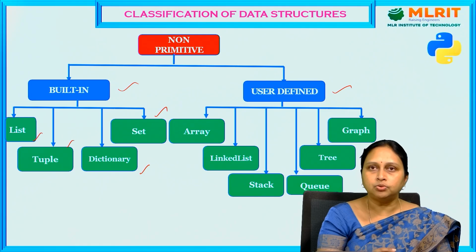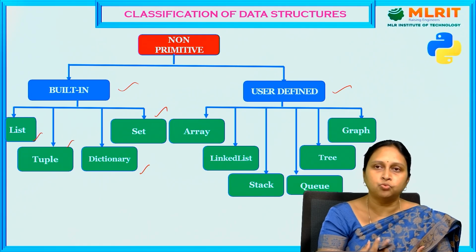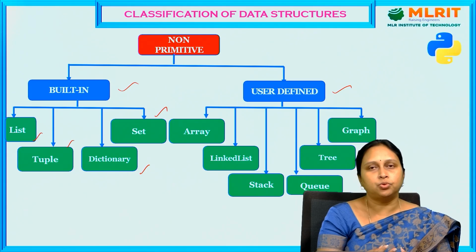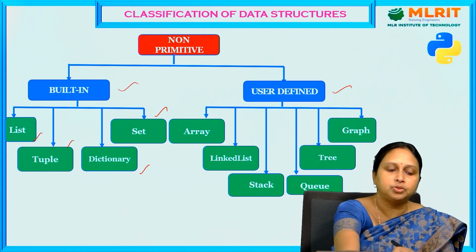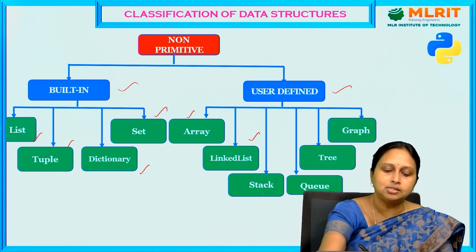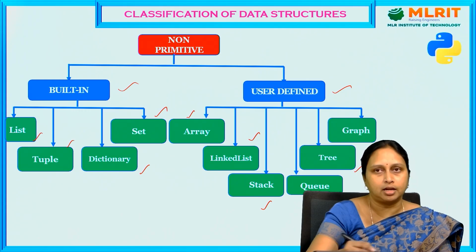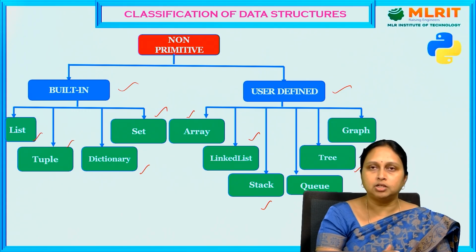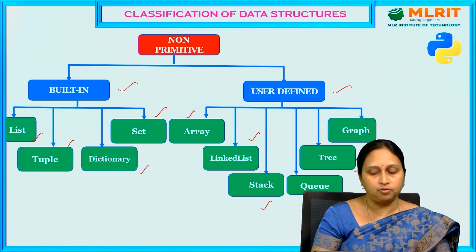While coming to the user-defined, these are defined by the user on his own. He can write his own data structure, and those are nothing but arrays, linked list, stack, queue, tree and graphs. These are the different user-defined non-primitive data structures where we can write our own defined functions.